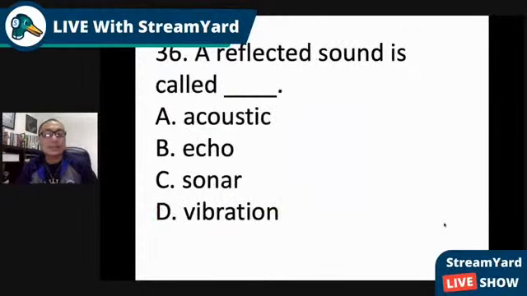36. Reflected sound. What do you call reflected sound? We have acoustic, echo, sonar, vibration.